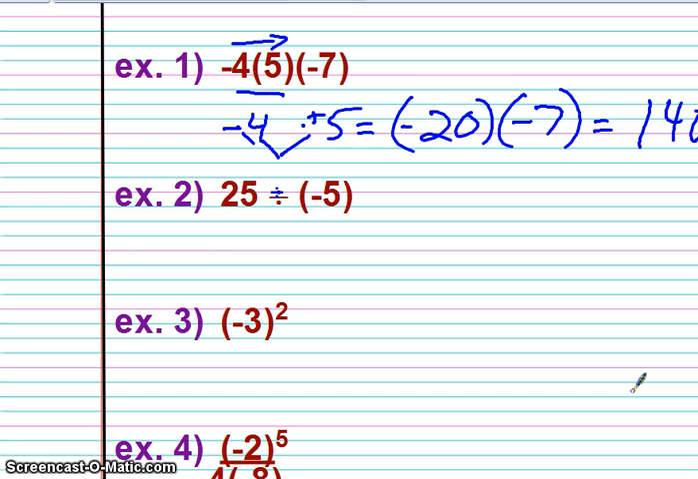The same goes for division. Here we have one negative and one positive. 25 divided by 5 is 5, but because there's an odd number of negatives, it's going to be a negative 5 for your answer.